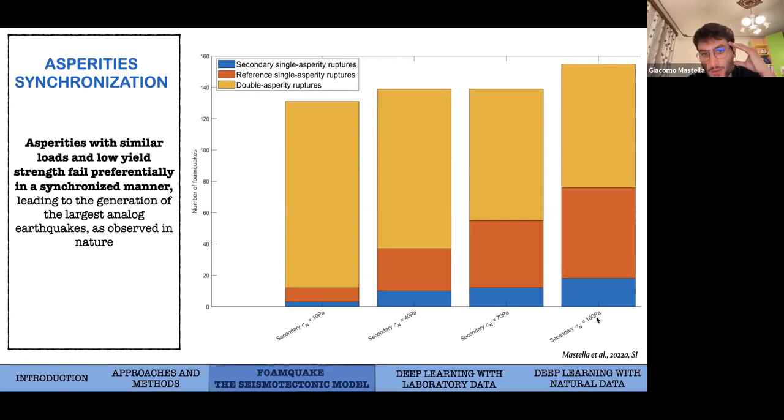of normal load. And this is because the normal load controls the frictional strength of one asperity. And if the normal load above the two asperities is very similar, the two asperities tend to behave systematically in a synchronized manner. While if you change the normal load above one asperity, then the shear strength of this asperity changes, and the two asperities tend to work instead in a separate manner.